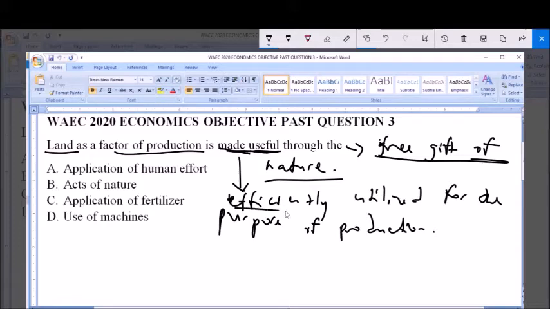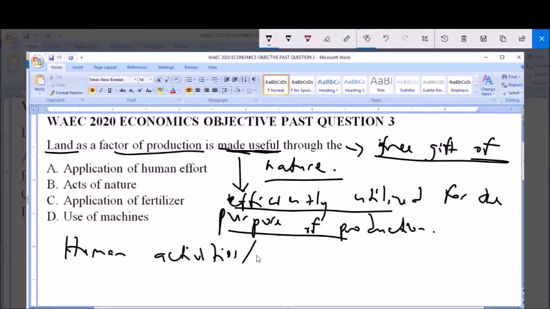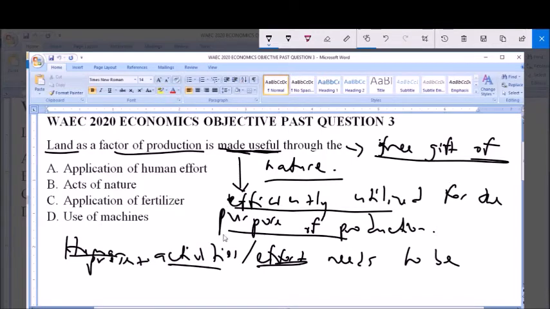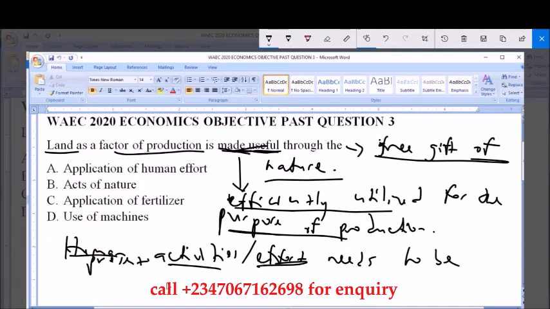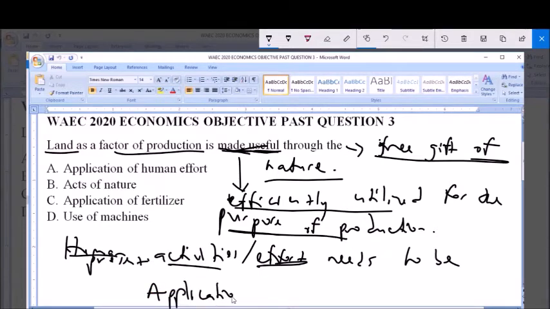Now, in order for land to be efficiently utilized for the purpose of production, human activities or effort needs to be present. So humans must carry out activities on the land or must put effort into utilizing the land for the purpose of production in order for land to be made useful. So application of human effort or activities needs to be applied to land for it to be made useful. So option A says application of human effort. So as we have established, this is the correct answer to this question.